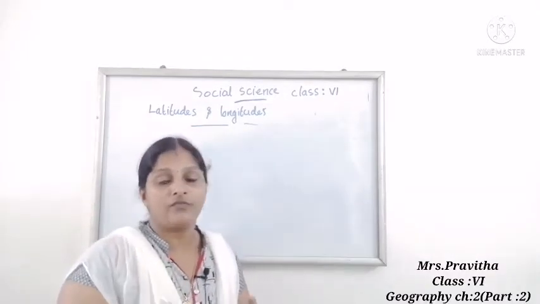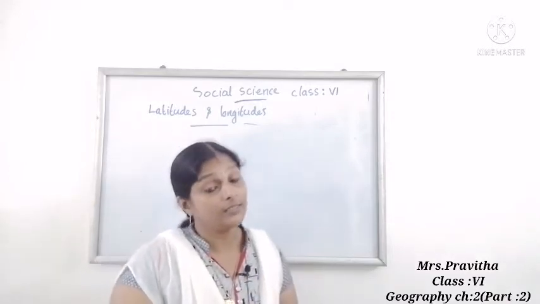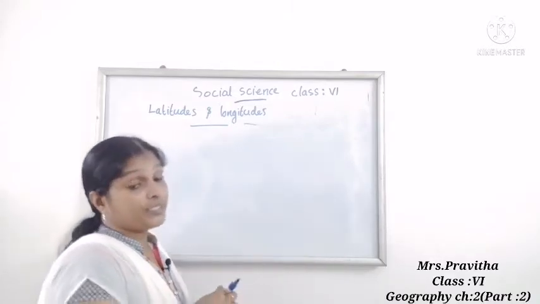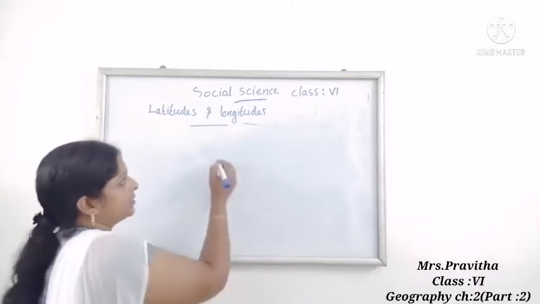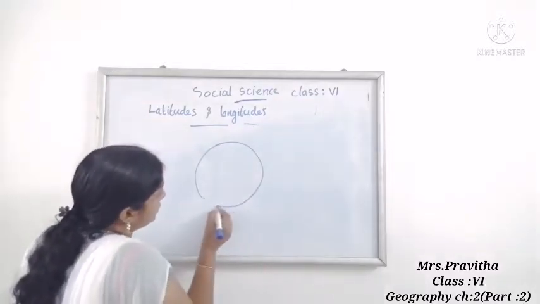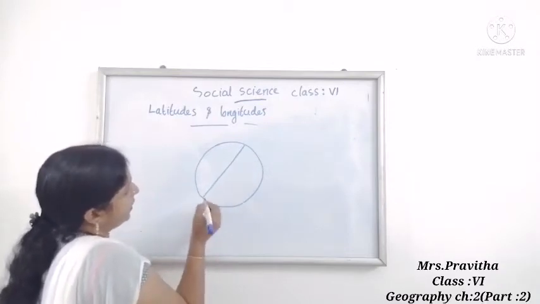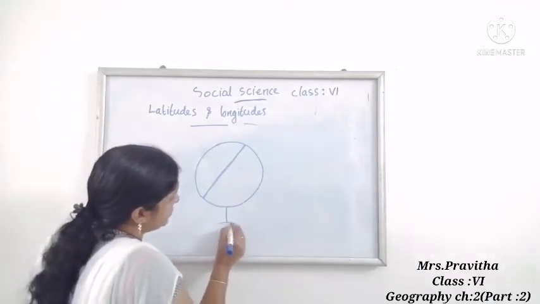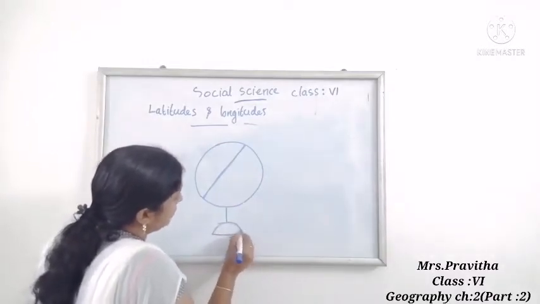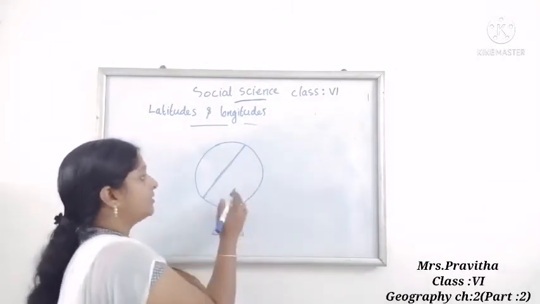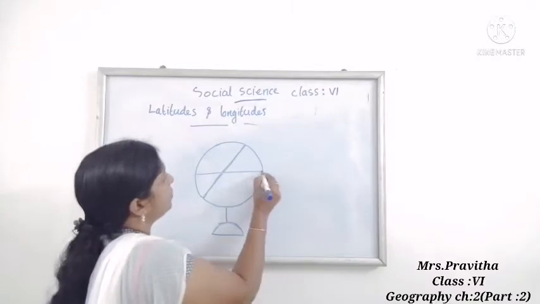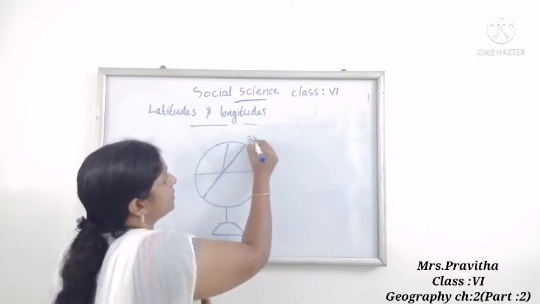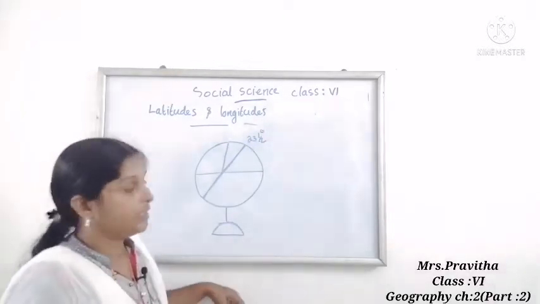Another factor affecting the climate of the earth is the earth's tilt. Is there any tilt to the earth? Yes, the earth is tilted 23.5 degrees. So this is the axis, which connects the North Pole and South Pole. Ma'am is drawing a globe. Just imagine a globe, children. You can understand that the earth is tilted. If we draw a straight line, we can see 23.5 degrees. This is the tilt.